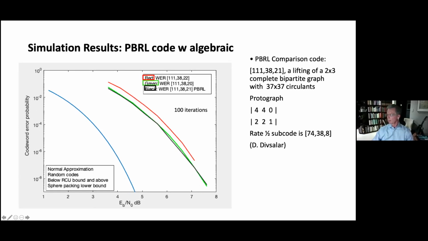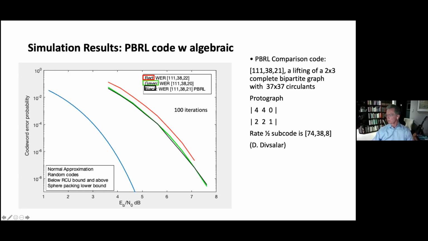Okay. So then he came back and said, well, I can do a PBRL code. And he gave me the code, and I've used Magma, the software that's very powerful, to find its minimum distance. And I was really impressed that he got a minimum distance of 21. And his new PBRL code was right down here. Okay. So, wow. And it's even got a better minimum distance than the one that I got algebraically. So you got a very powerful technique there.